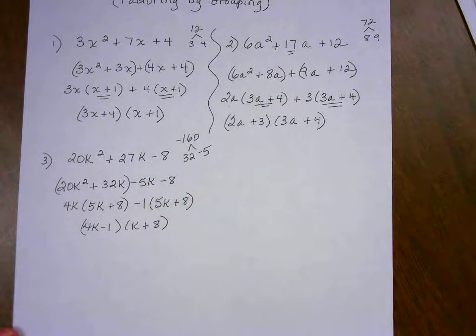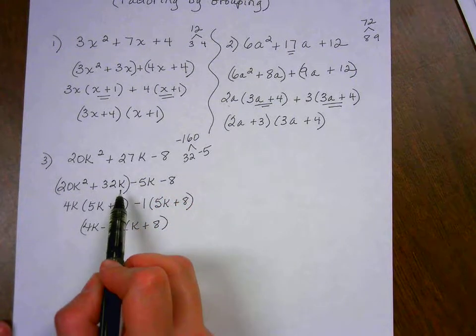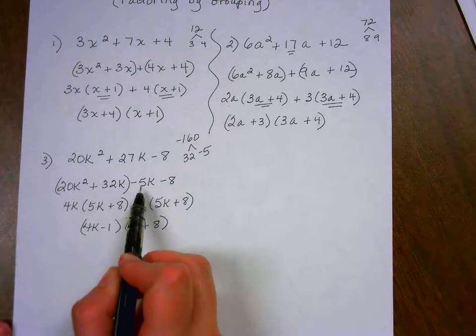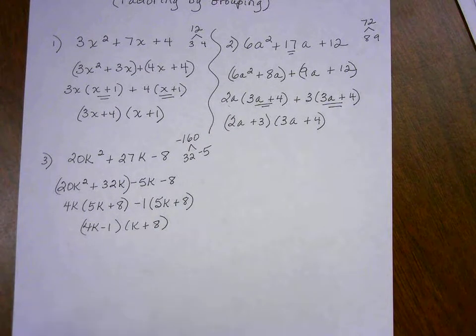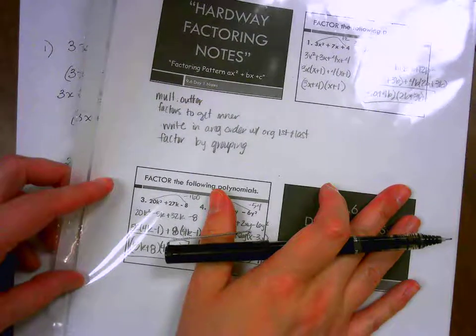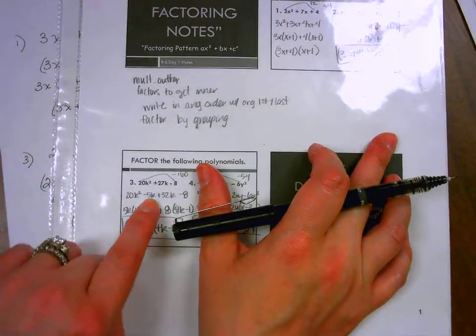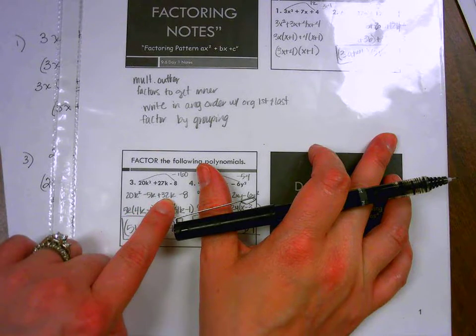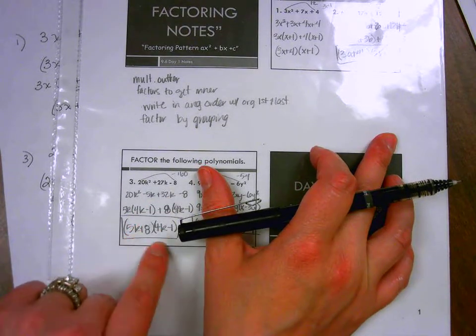Okay, and if some of you guys are thinking in your brain, how do you know which one to put first and second? It really should work either way. I'll show you on my notes here. I don't know if you can see that. On my notes here, the 5k was first, and they were switched, and you get the exact same answer.